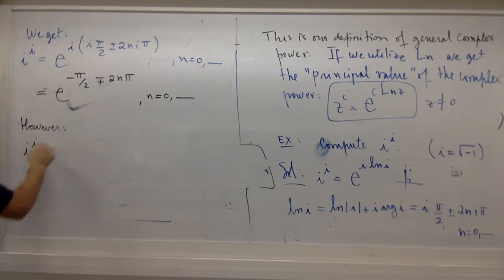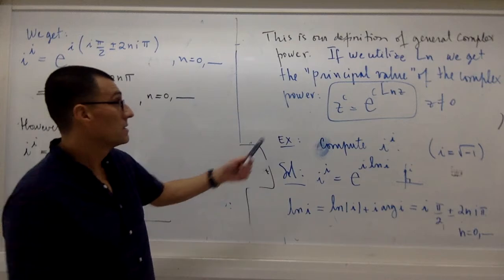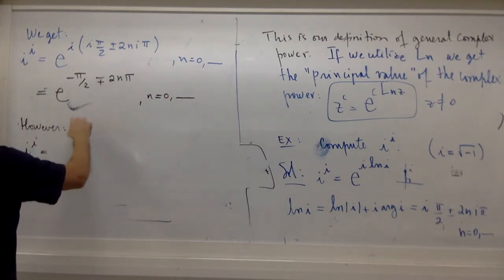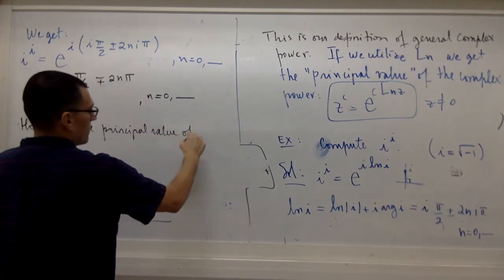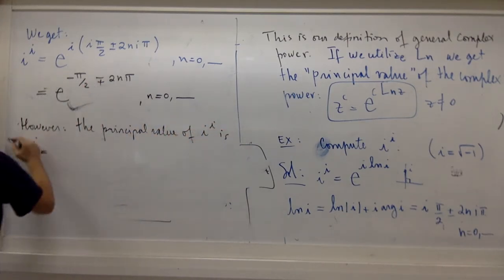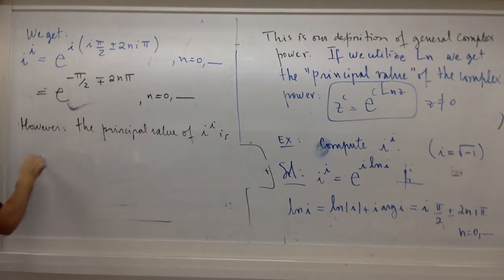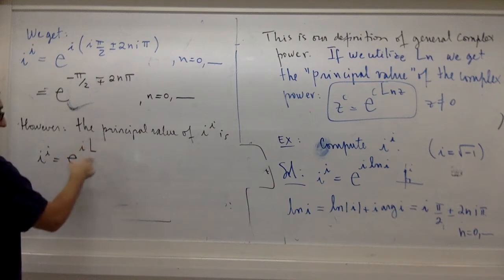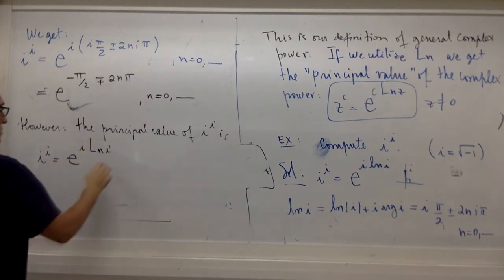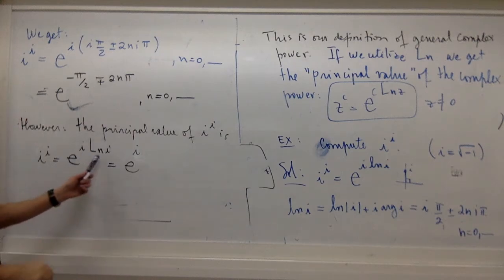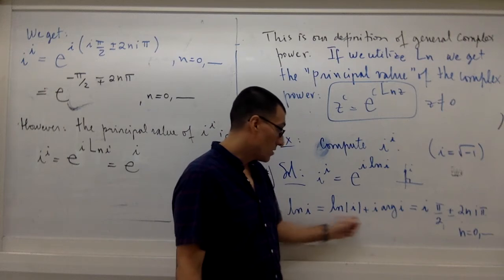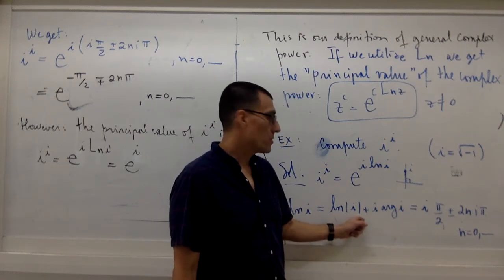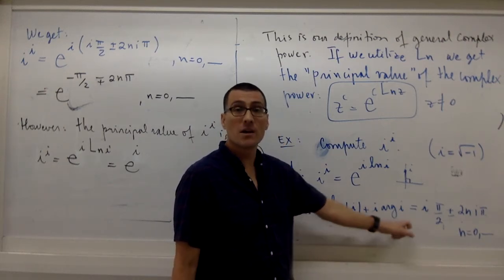However, if you utilize the principal value, the principal value of i power i is, and here you take e to the principal value of the logarithm of i. What do you get there? Exponential of i times the principal value of the logarithm of i, which will be the logarithm of the absolute value of i, which is 0, plus i times the principal value of the argument of i.